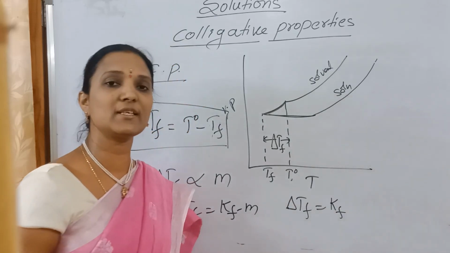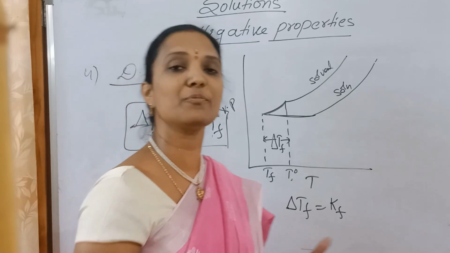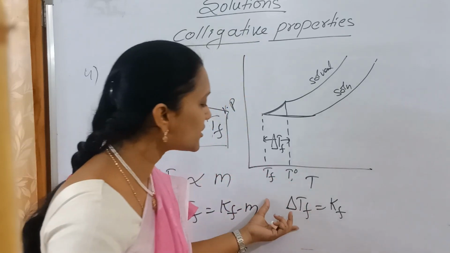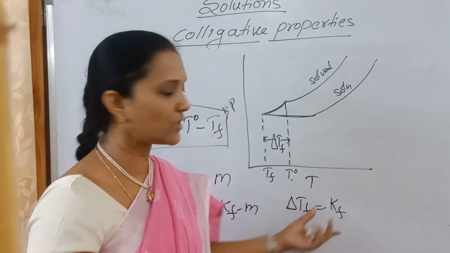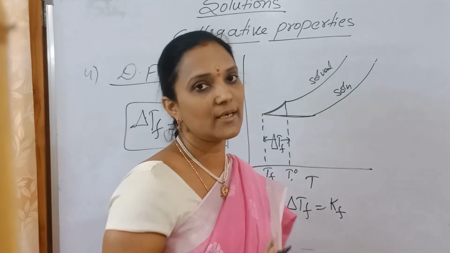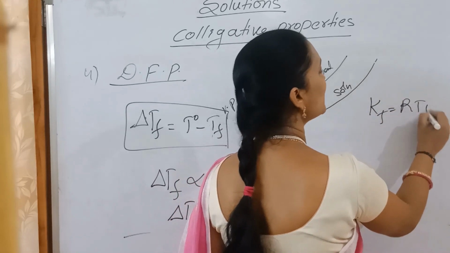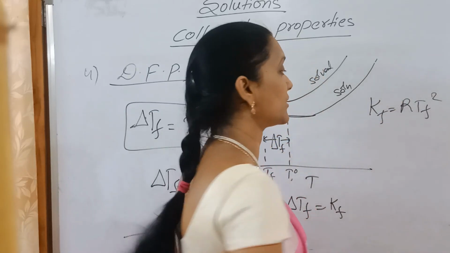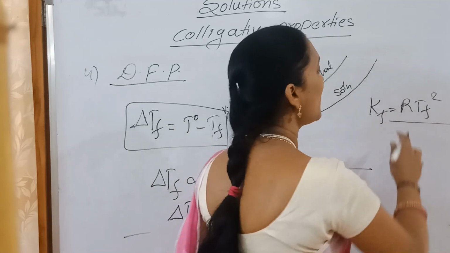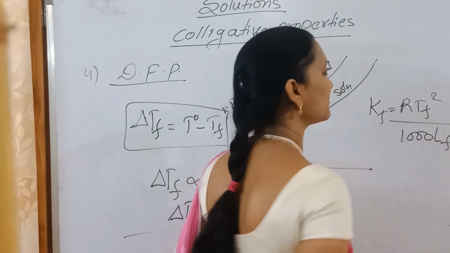What is the definition of this? The depression in freezing point of a 1 molal solution. If molality is equal to 1, the depression in freezing point is equal to the cryoscopic constant, so delta Tf is equal to Kf. This also depends on the nature of the solvent. Its formula is Kf equal to R Tf square by 1000 Lf, where Tf is the freezing or fusion temperature.